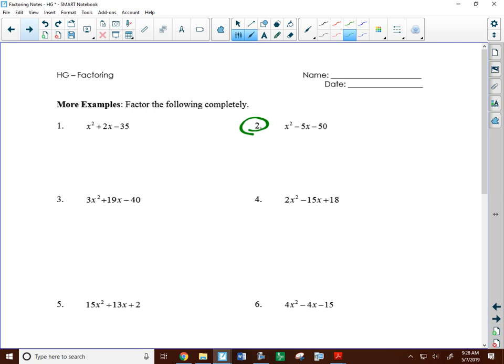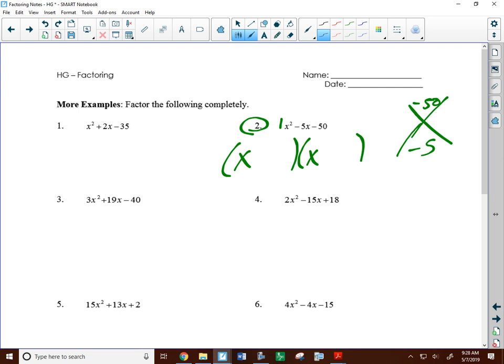Let's do 2. So it's a 1x squared. All I'm looking for then is two numbers that multiply to get c, negative 50, and add to get b, which is negative 5. Oh, and I can set it up. Put my parentheses in. x and x. So, any thoughts? Numbers that multiply to negative 50?